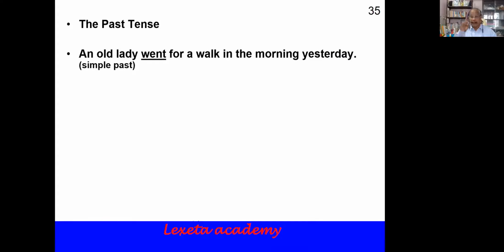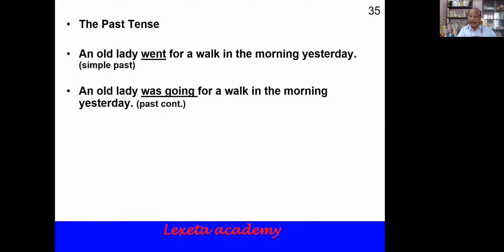Next, the past tense. An old lady went. The past tense of go is went, irregular verb. An old lady went for a walk in the morning yesterday. Use the adverb of time. When you talk about the past tense and the future tense, use the adverb of time. An old lady went for a walk in the morning yesterday. Simple past tense.